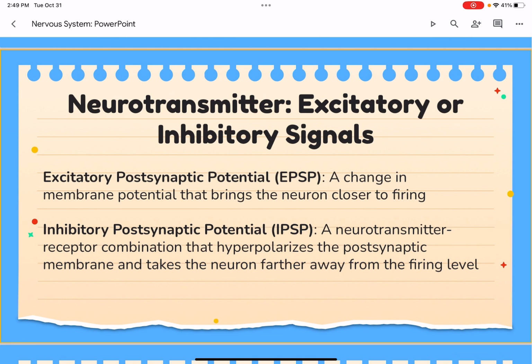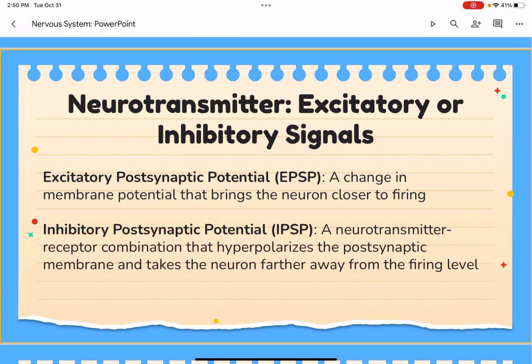A postsynaptic neuron may have receptors for several types of neurotransmitters. Some of the receptors may be excitatory, and others may be inhibitory. Depending on the type of postsynaptic receptor with which it combines, the same neurotransmitter can have different effects. For example, acetylcholine has an excitatory effect on skeletal muscle. It has an inhibitory effect on cardiac muscles.